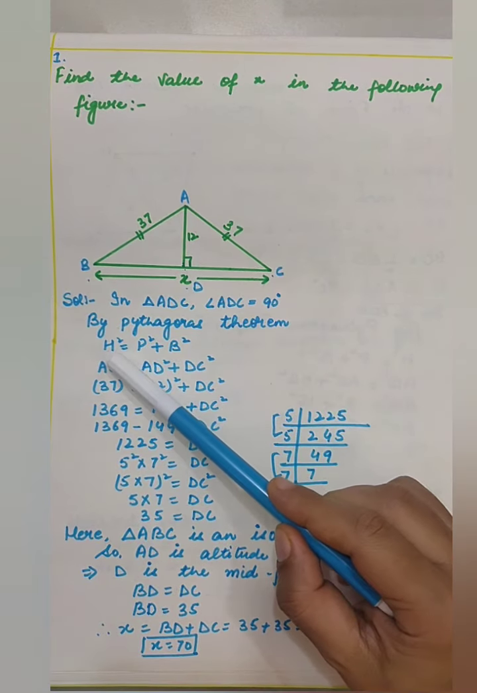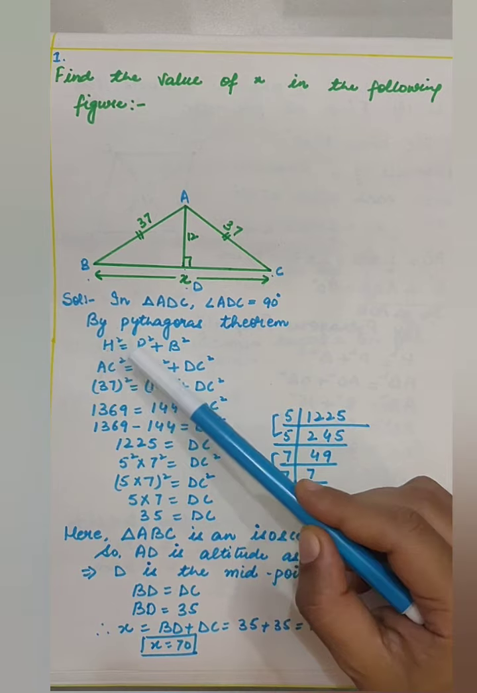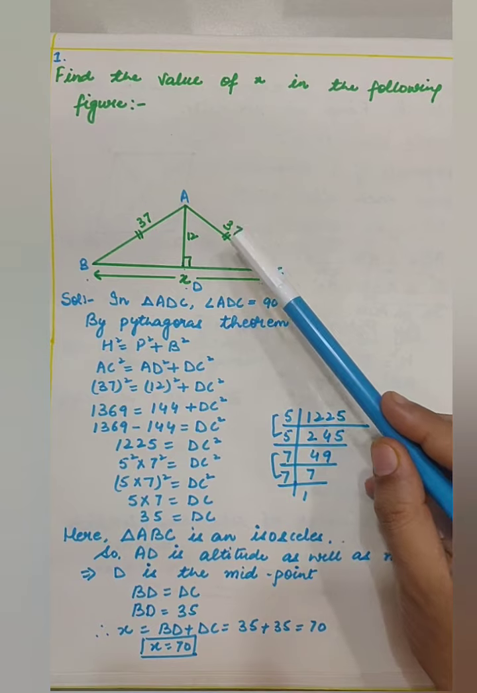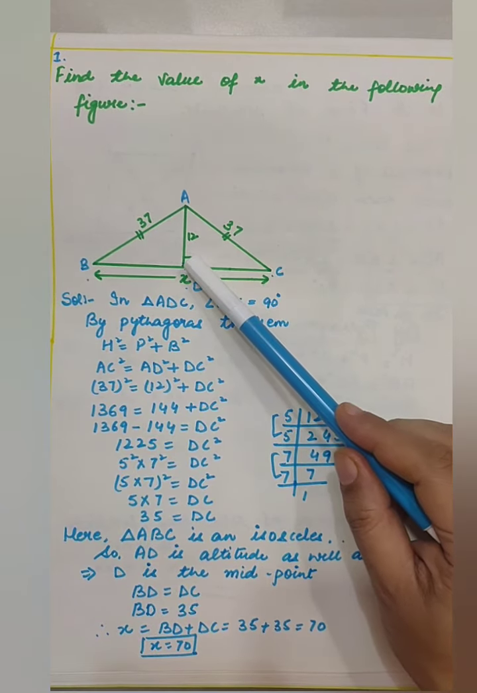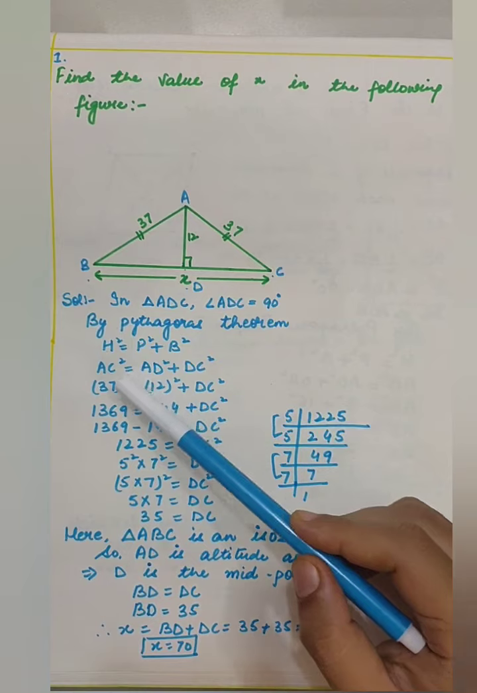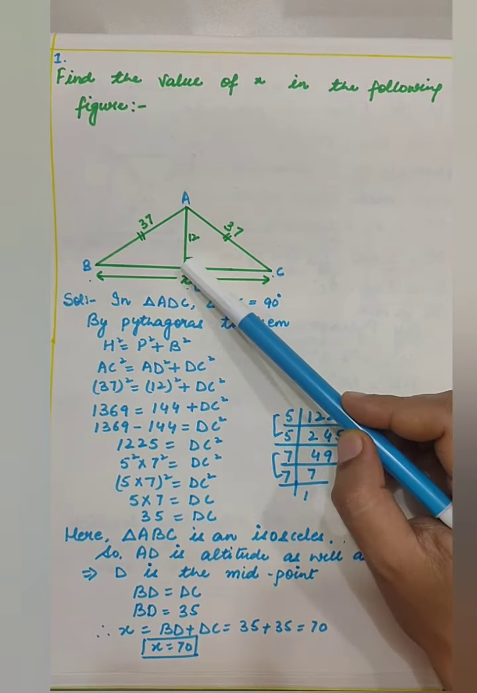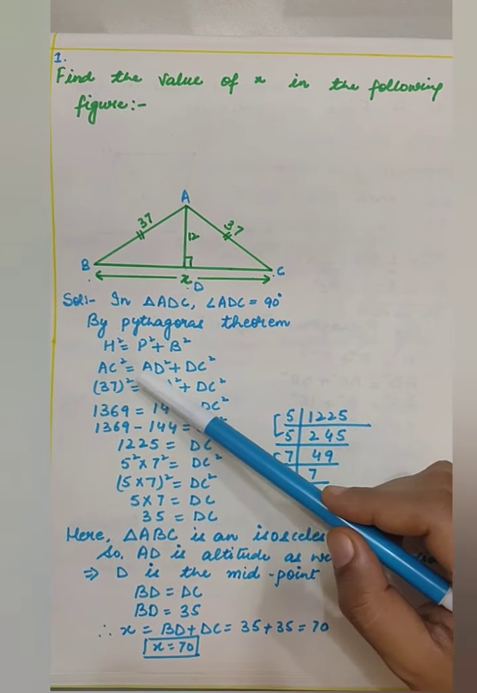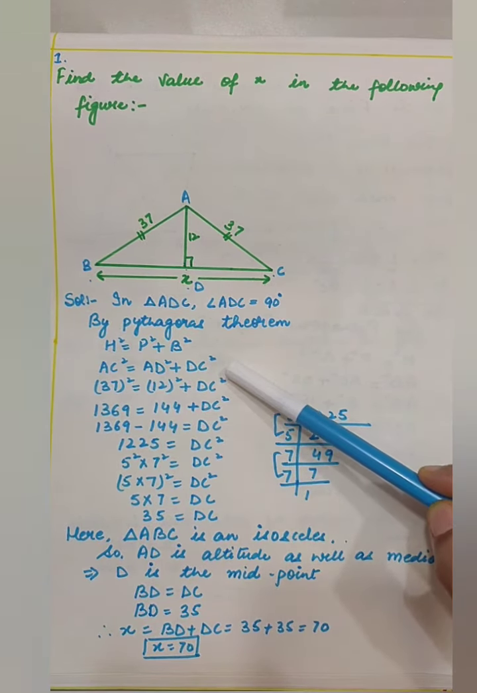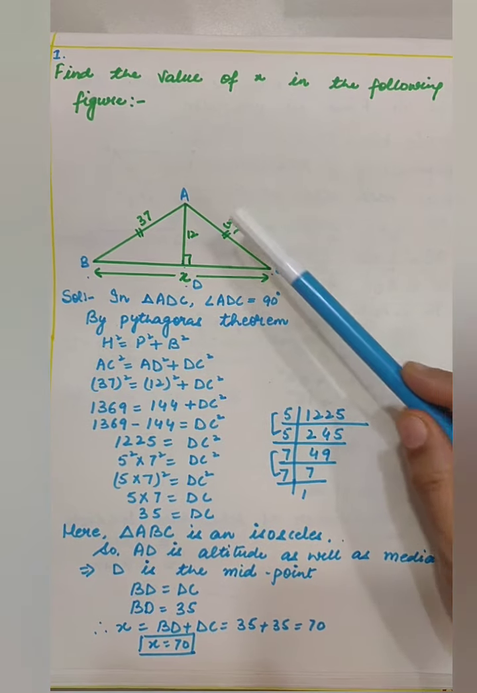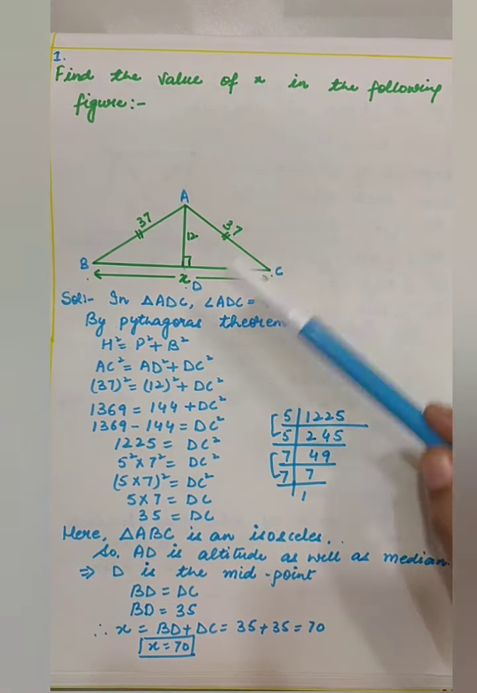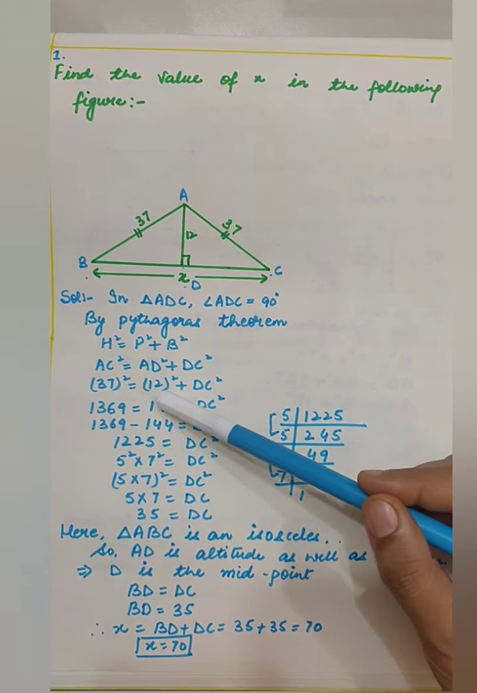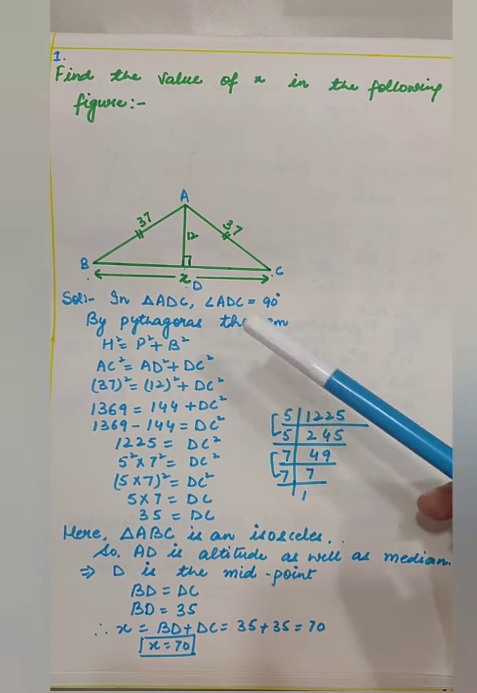The result of the Pythagoras theorem is hypotenuse square is equal to perpendicular square plus base square. Here the hypotenuse is the side opposite to the 90 degree, that means AC. So this is AC square. This is the perpendicular AD and DC is the base. So this becomes AC square is equal to AD square plus DC square. The length of AC is given as 37. So 37 square is equal to AD is 12, so it is 12 square plus DC square.